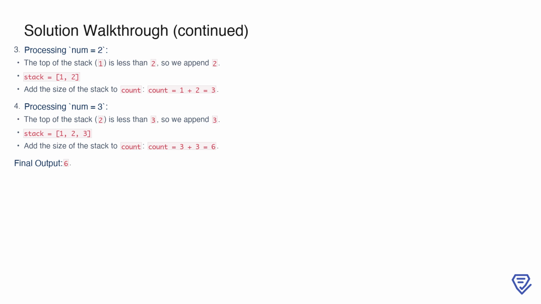Finally, we process 3. The top of the stack, 2, is less than 3, so we append 3 to the stack. The stack now becomes 1, 2, 3. The size of the stack, which is 3, is added to the count, giving us a final count of 6 for this example. Thus, the output for this input is 6.